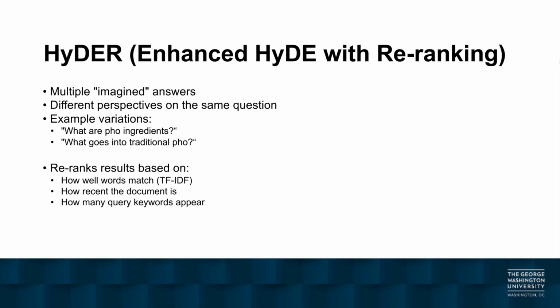So Hyder, the advanced version of Hyde. Like I said, instead of one hypothetical answer, we generate several variations of both the question and possible answers. It's kind of like asking several librarians at the same time who might think about the question in slightly different ways. Then we use that sophisticated ranking system that we went over that considers three things, just to reiterate. It considers how well the words match using TF-IDF, how recent the document is, so newer documents might be more relevant, and how many of our search terms appear in the document. And this combination helps us find the most relevant documents more consistently.